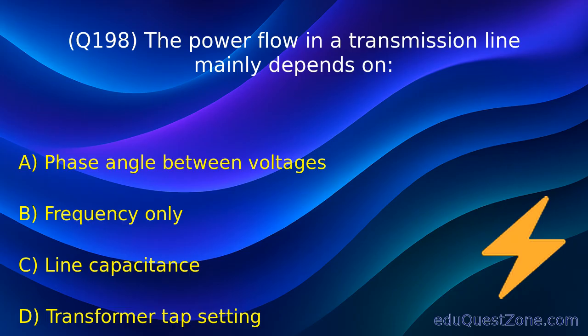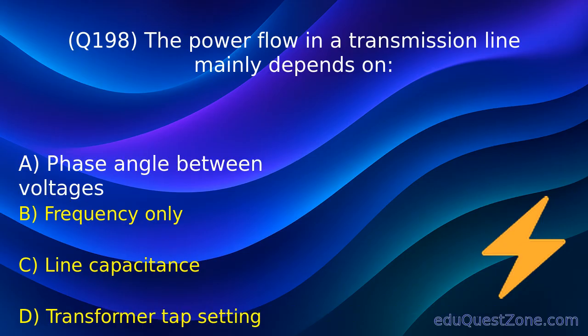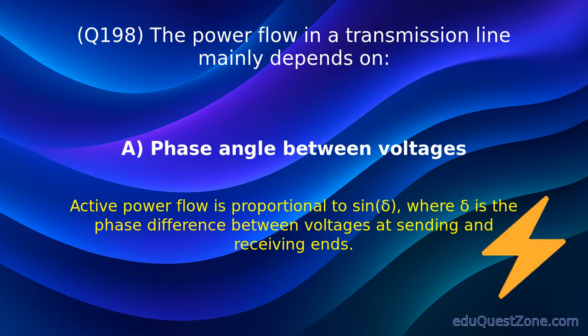Question 198. The power flow in a transmission line mainly depends on... Option A, phase angle between voltages. Power flow depends on voltage angle difference delta.